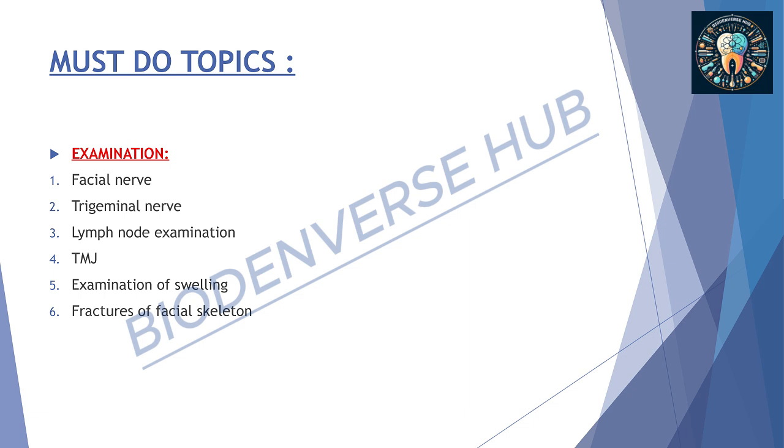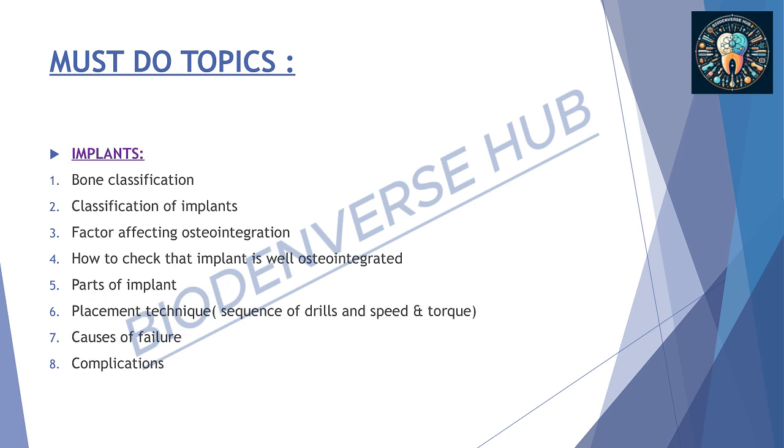Then, according to the implants, the stations that can come might be about implant classifications, the parts of an implant, the bone classification for implants, factors affecting osteointegration, and how you will check that the implant is well osteointegrated. The placement technique of the implant, the sequence of drills which you need to follow, the speed and the torque of that drill, and then the causes of implant failure, which is more frequently asked. Any kind of complications related to that can also be asked.